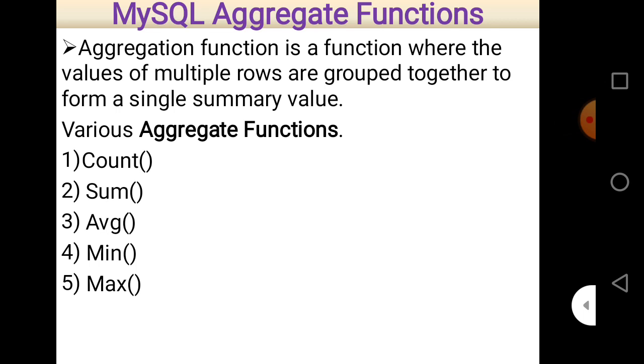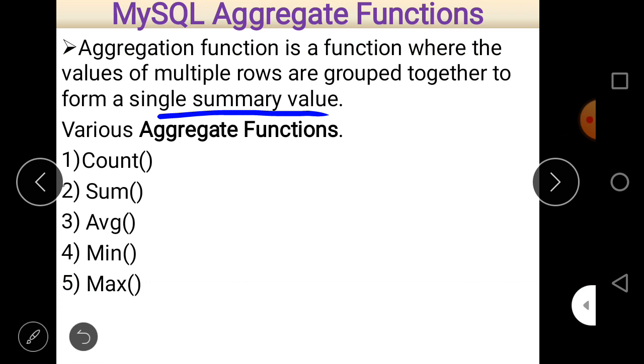So let's start. First of all, what is an aggregate function? Aggregation or aggregate function is a function where the values of multiple rows are grouped together to form a single summary value. So our aim is to find a single summary value, and we have to find these values using multiple rows. And these are the different aggregate functions, and all of them are used with a group by clause.